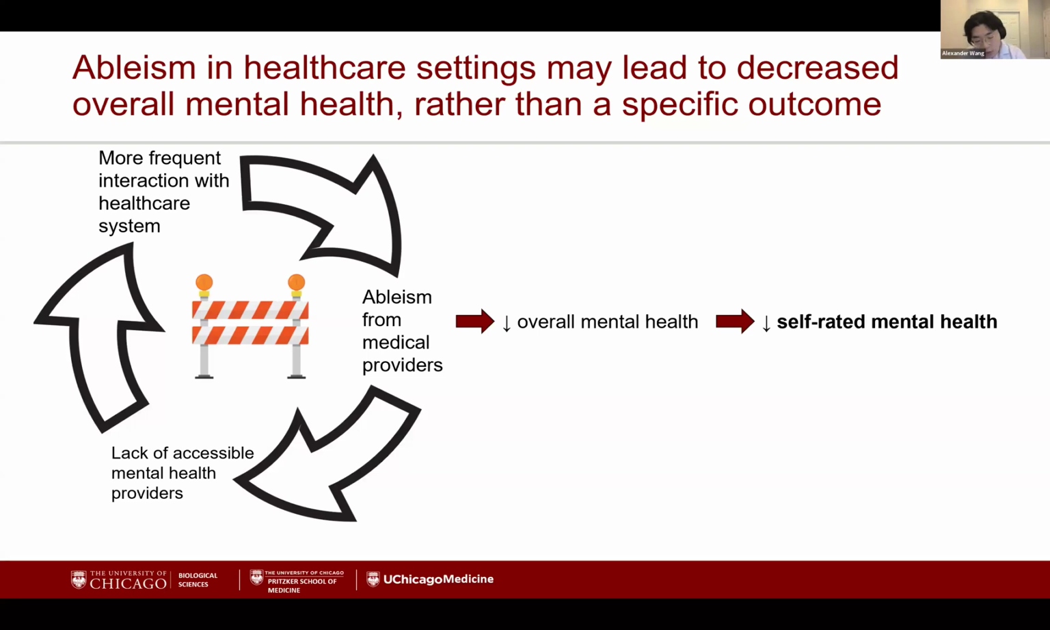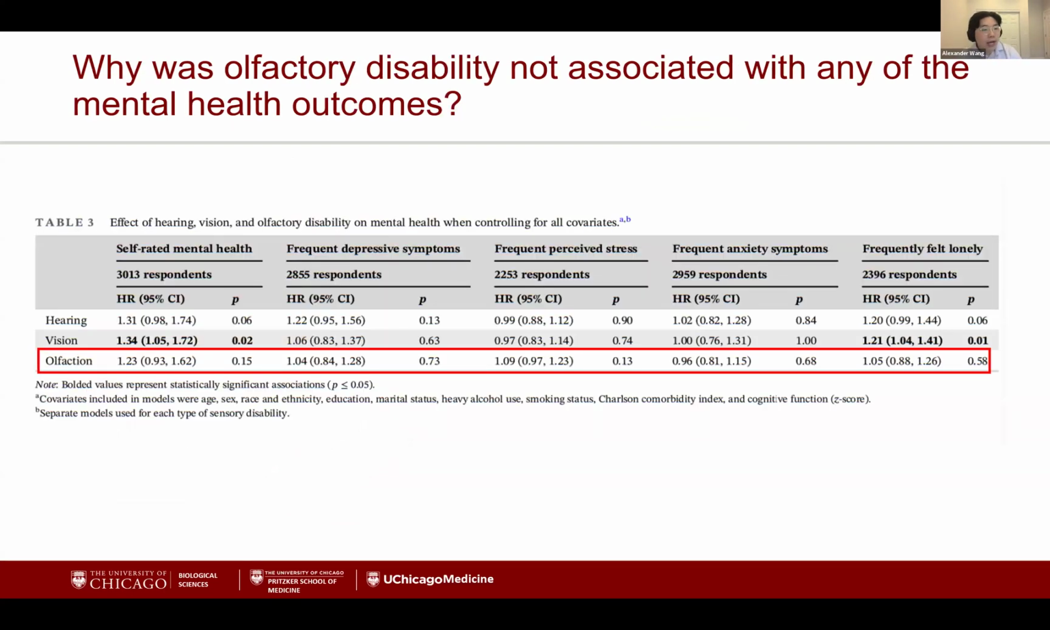And the last question that I mentioned is why was olfactory disability not associated with any of the mental health outcomes, right? Like we talk about hearing, there may be this protective effect of community. Olfactory disability, what is going on there?